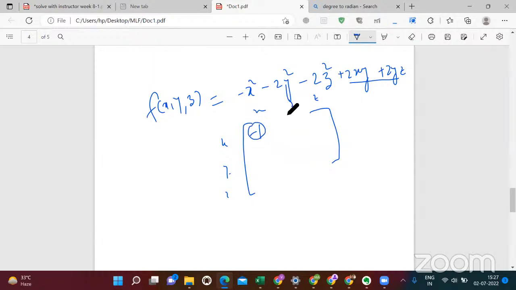-1, and for the y, it should be -2. Correct. For my z also, it should be -2. Okay. So now for the y square we wrote, xy is what?